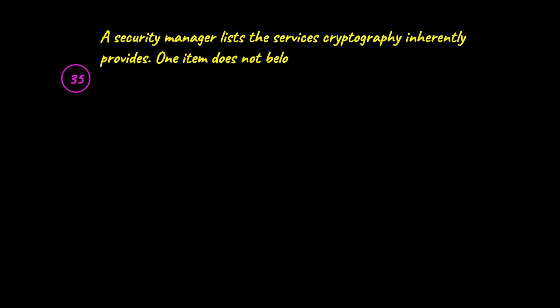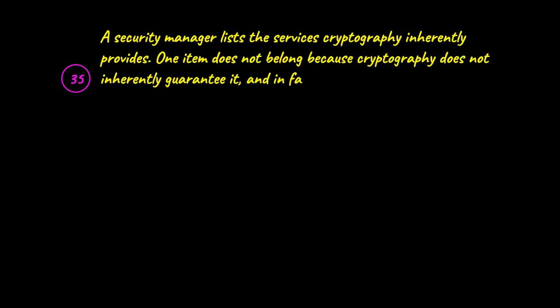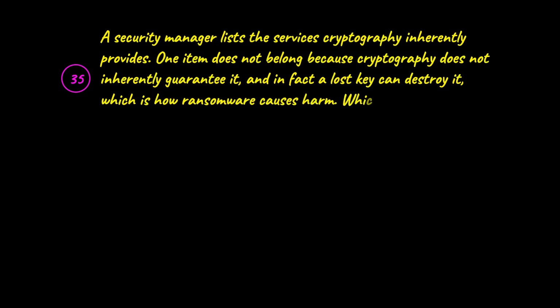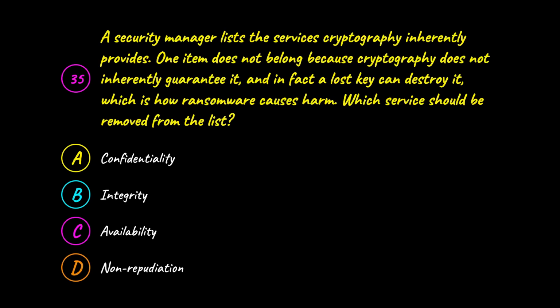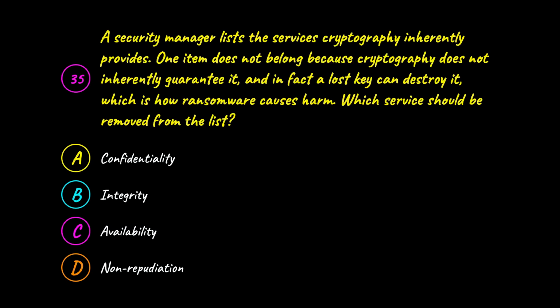Question 35. A security manager lists the services cryptography inherently provides. One item does not belong because cryptography does not inherently guarantee it, and in fact a lost key can destroy it, which is how ransomware causes harm. Which service should be removed from the list? Your options are A. Confidentiality, B. Integrity, C. Availability, D. Non-repudiation. Before I reveal it, which one do you think is right?